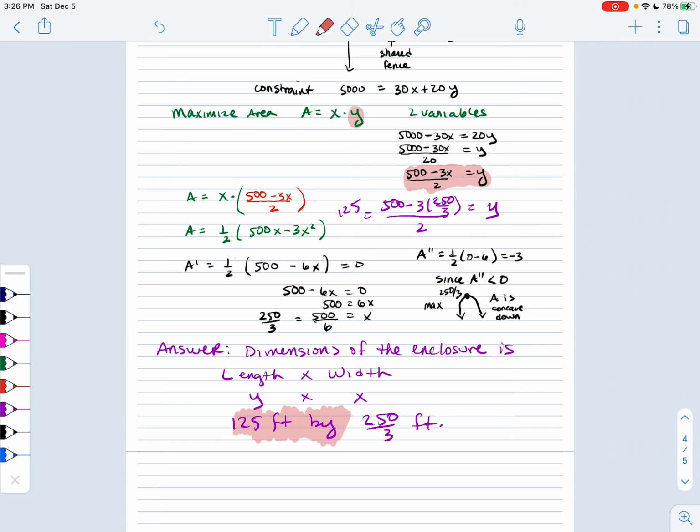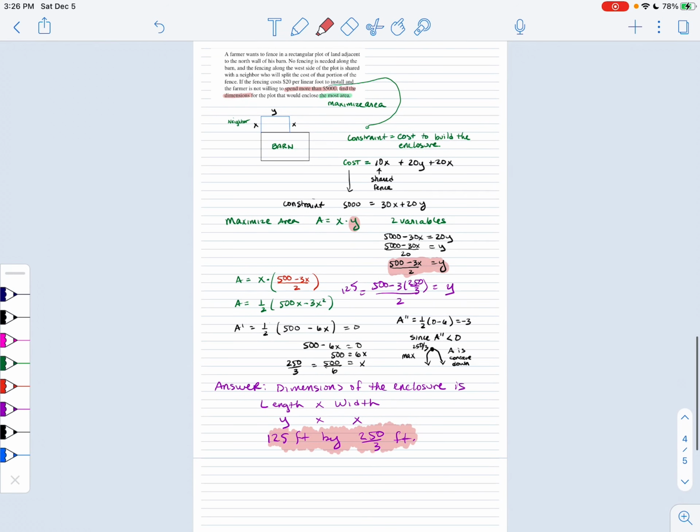All right, hopefully that explains the process for you, knowing how to recognize an optimization question, but then also recognizing your constraints and what you use with those constraints. All right, what's next up?